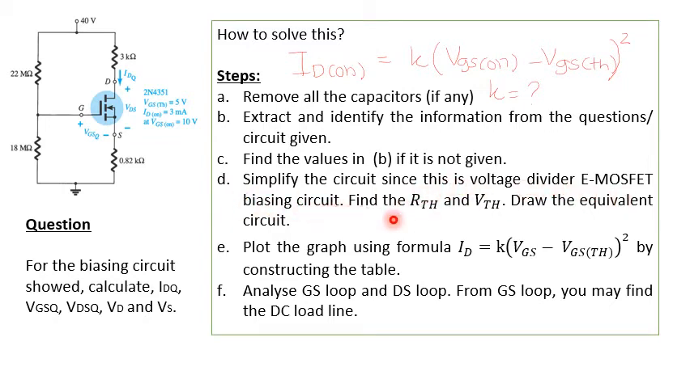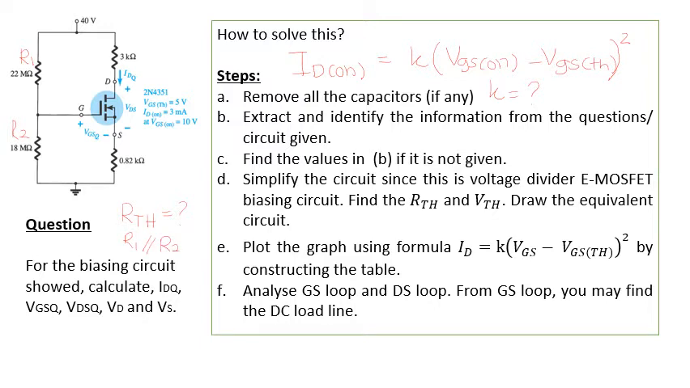Next, simplify the circuit, since this is a voltage divider E-MOSFET biasing circuit, and then find the RTH and VTH. So remember, let's say we put this as R1. Usually we put this one as R2. By using R1 and R2, you can get the RTH, the Thevenin resistance, in which you have to do the parallel: R1 parallel with R2.